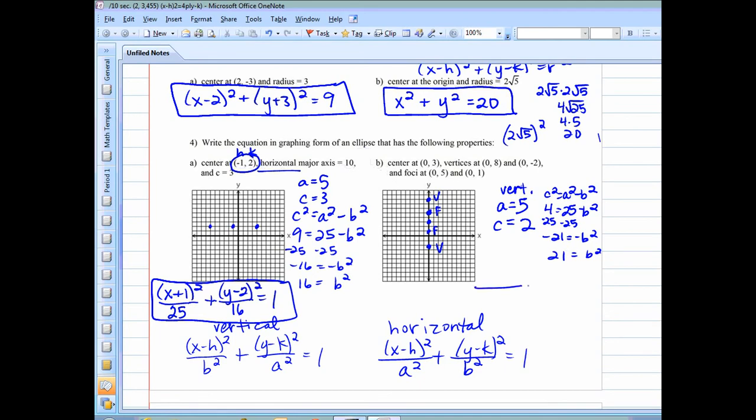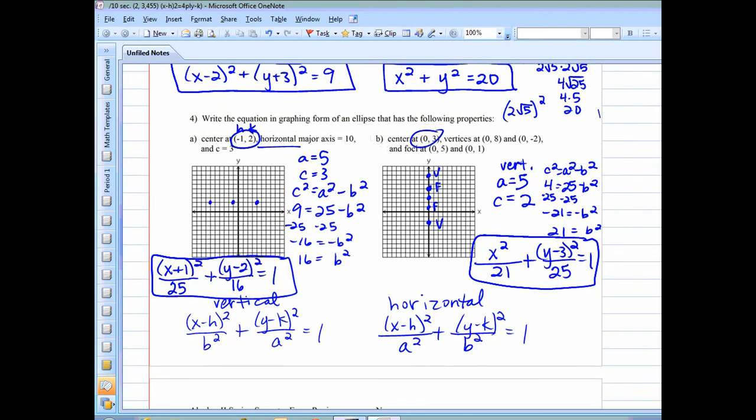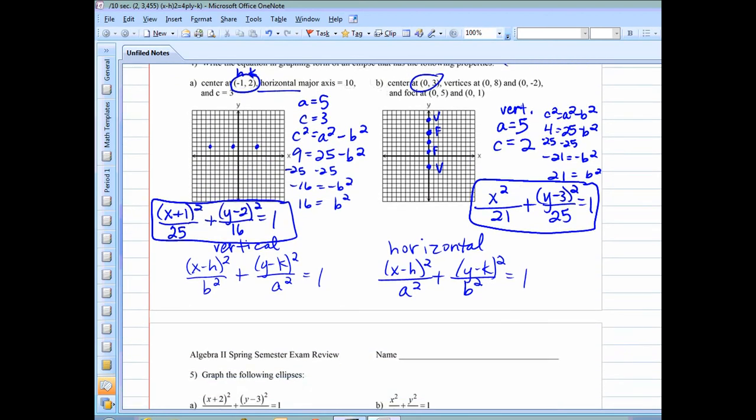Because it's vertical, we have the a squared under the y, but we're going to start with our center, and I'm going to circle that. So x minus 0, which I don't need to put the parentheses for. It'll be x squared, y minus 3 quantity squared. And again, vertical, because the a squared is going to go under the y, b squared under the x. Moving along.